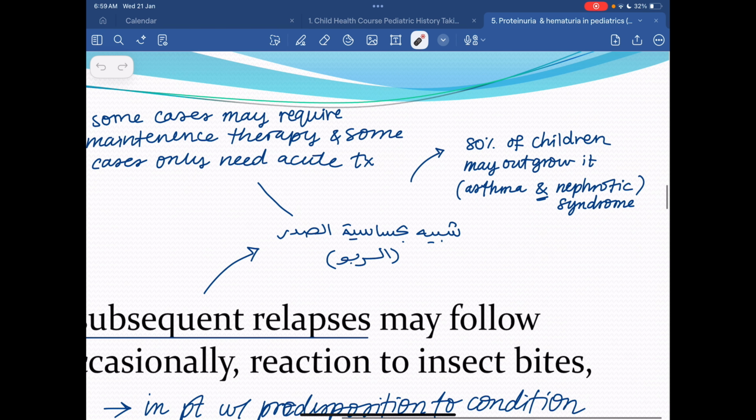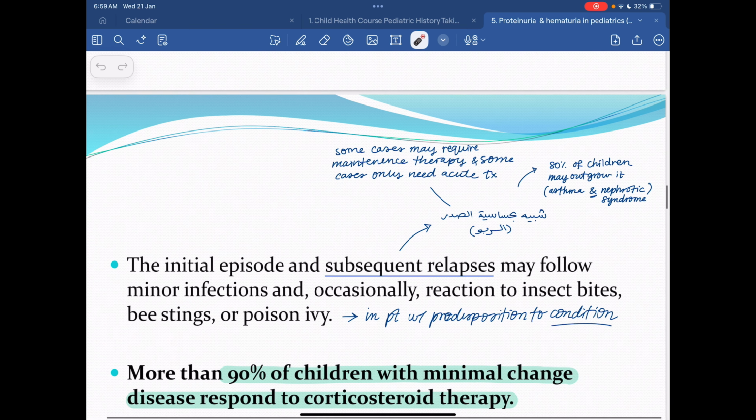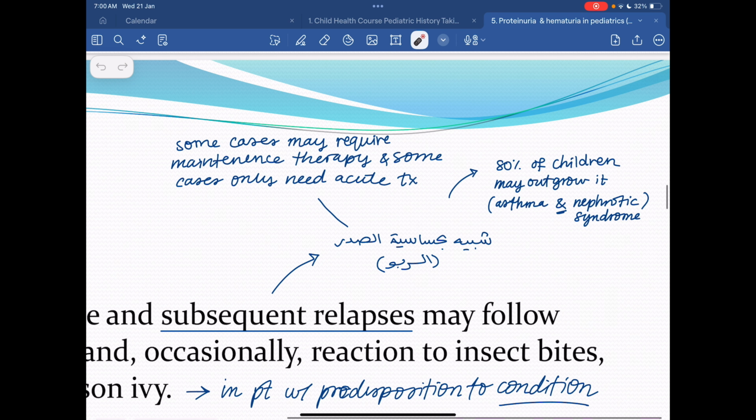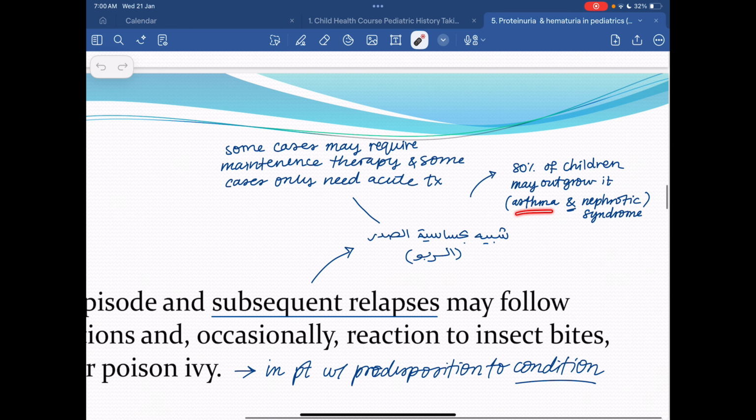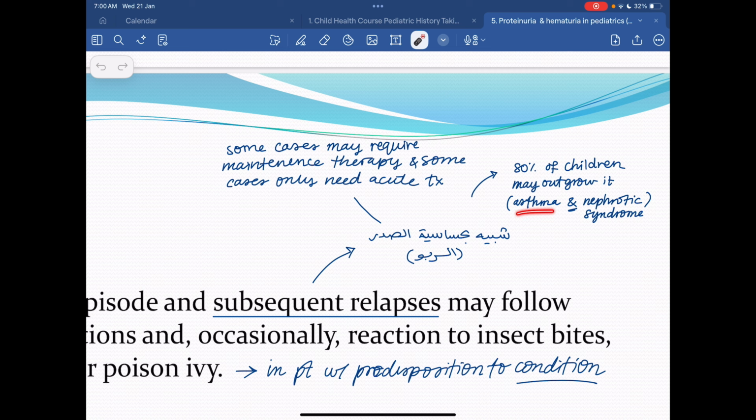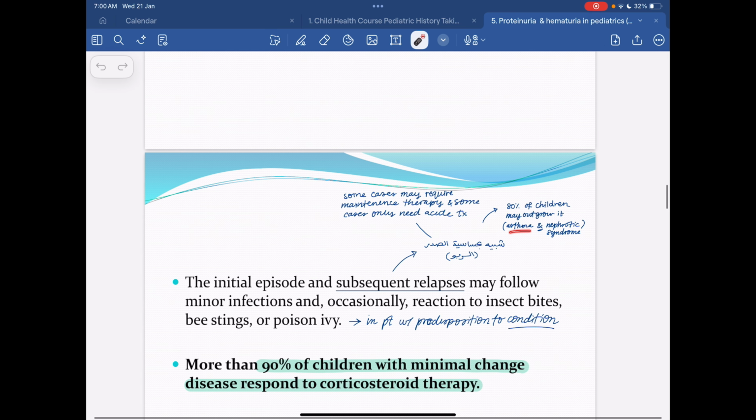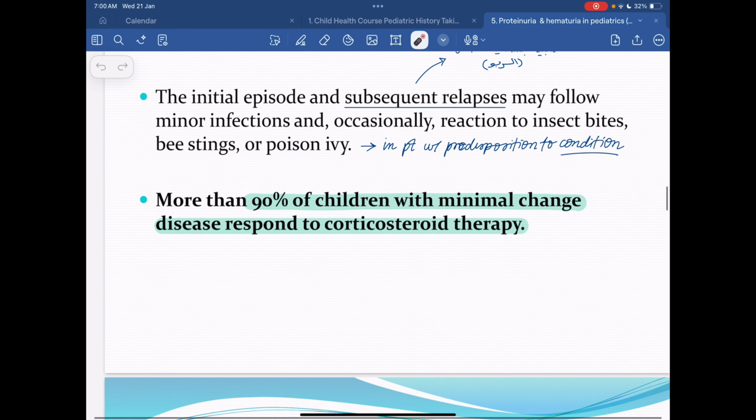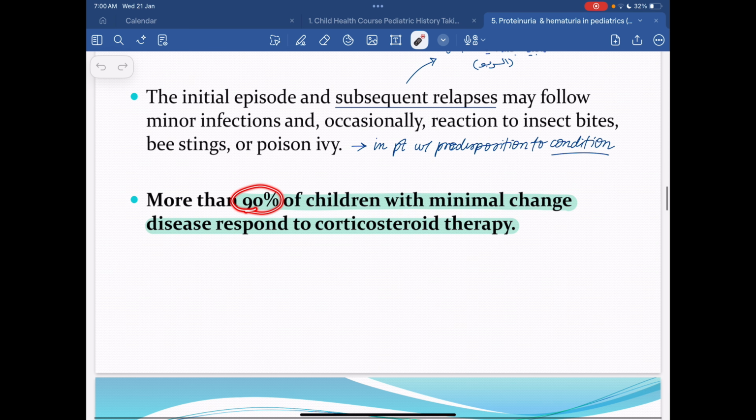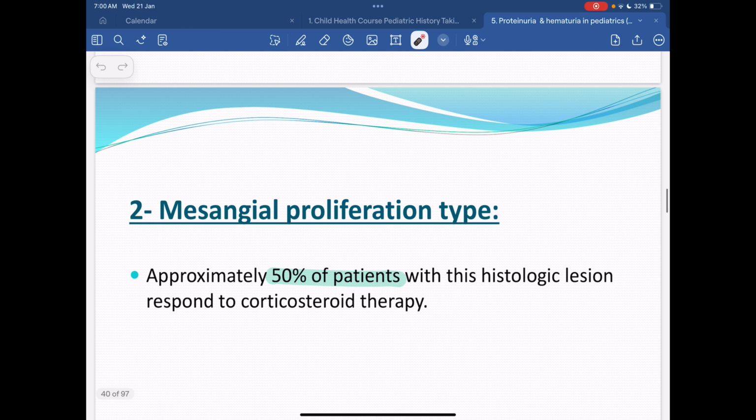معلومة إضافية قالها الدكتور, 80% of children may outgrow minimal change disease and actually asthma. So that's just a fact. Okay. And more than 90% of children with minimal change disease respond to corticosteroid therapy. So this is really good. نفصل في corticosteroid therapy in its own slide later.